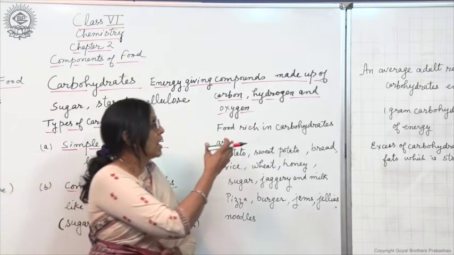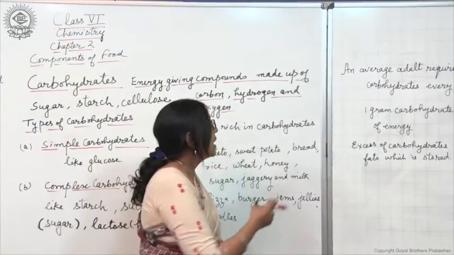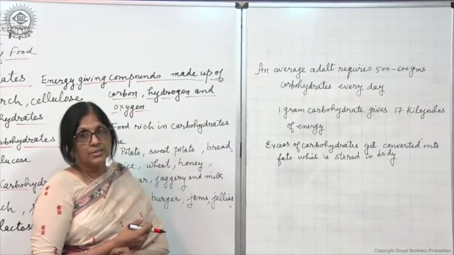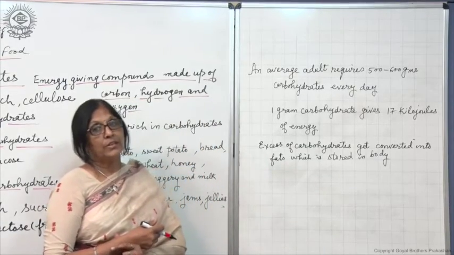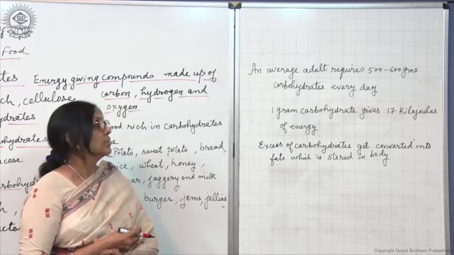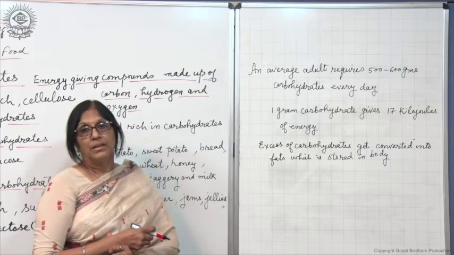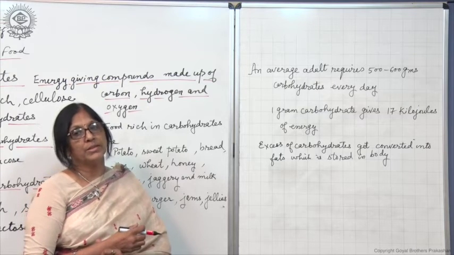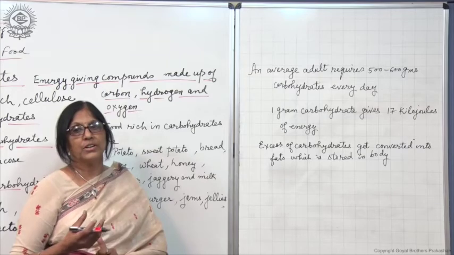Now how much carbohydrate does an average adult require every day? An average adult requires about 500 to 600 grams of carbohydrates every day, and 1 gram of carbohydrates gives 17 kilojoules of energy. Now kilo you must have heard about, and what is joules? It is a unit to measure energy. About joules you will study in detail later.